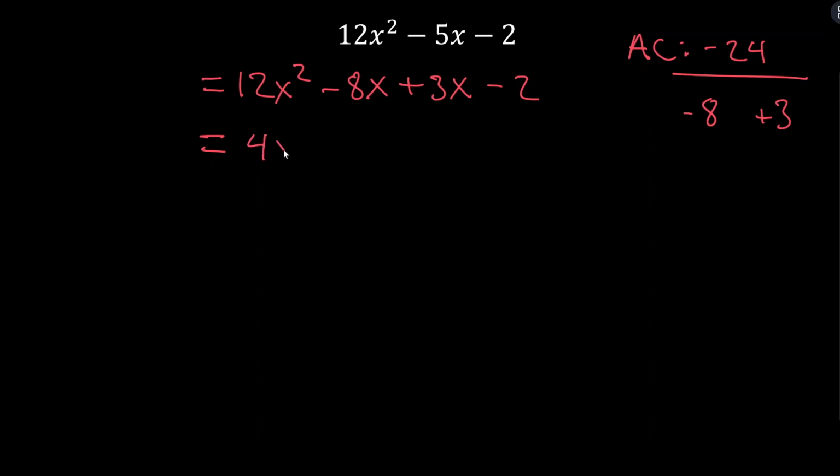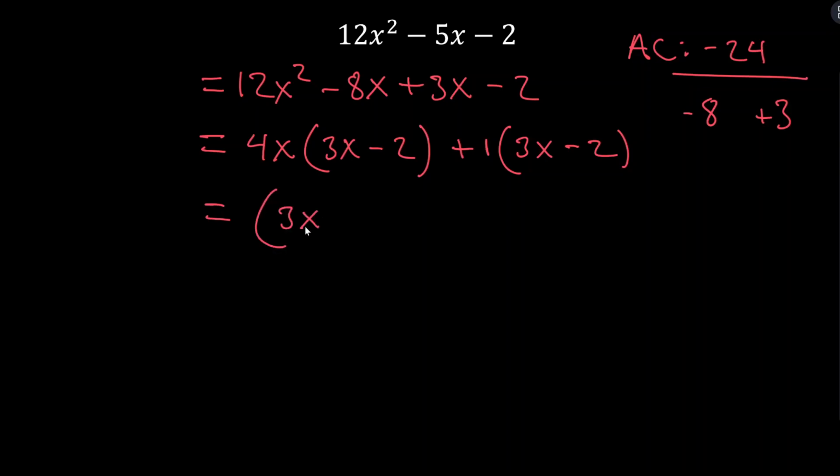A 4 and an x. What do I have left? 3x minus 2. And in this case, it's not too bad because that's exactly what I have here. So I don't need to do any weird changing signs, factoring out a negative business. I can just think of there being a little invisible 1 there. Now I can think about bringing out the 3x minus 2 in front. What am I left with? 4x plus 1. And we are good to go.